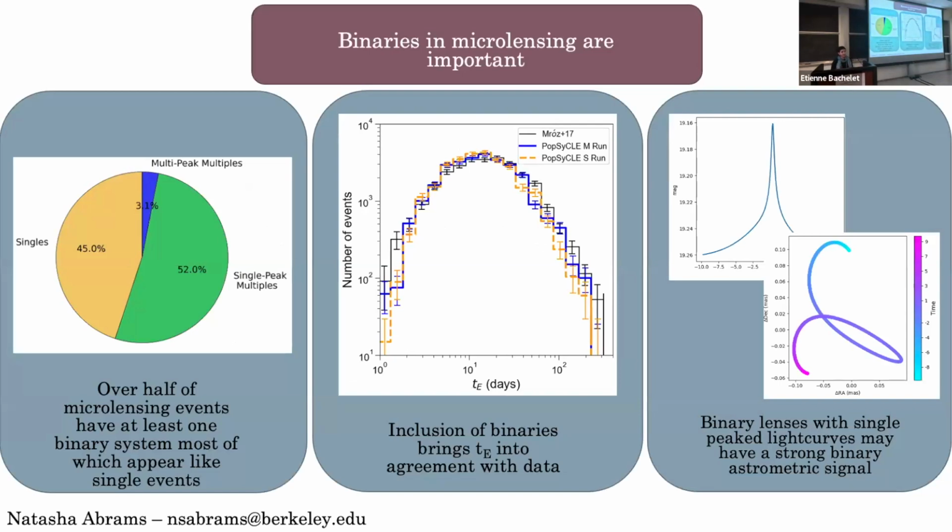As we enter this era of Roman with lots of microlensing events detected, both with photometry and astrometry, we need to remember that both when analyzing the individual events and when interpreting the entire population, the binaries are important. We found that over half of the microlensing events have at least one binary system, which could appear as a single lens. The inclusion of the binaries brings the tE distribution into better agreement with the data. And binary lenses with single peak light curves might have a strong binary astrometric signal that could potentially distinguish them better from PSPL events. Thank you.